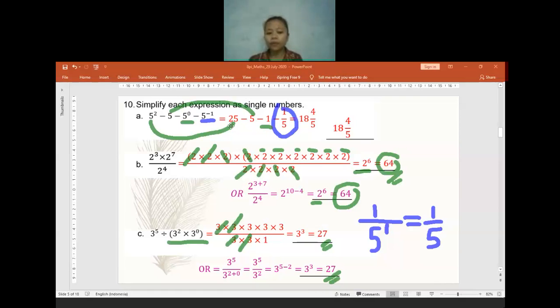From the very front, we have 25 minus 5. 25 minus 5 will be equal to 20. 20 minus 1 will be equal to 19. 19 minus 1 over 5 will be equal to 18 over 5.